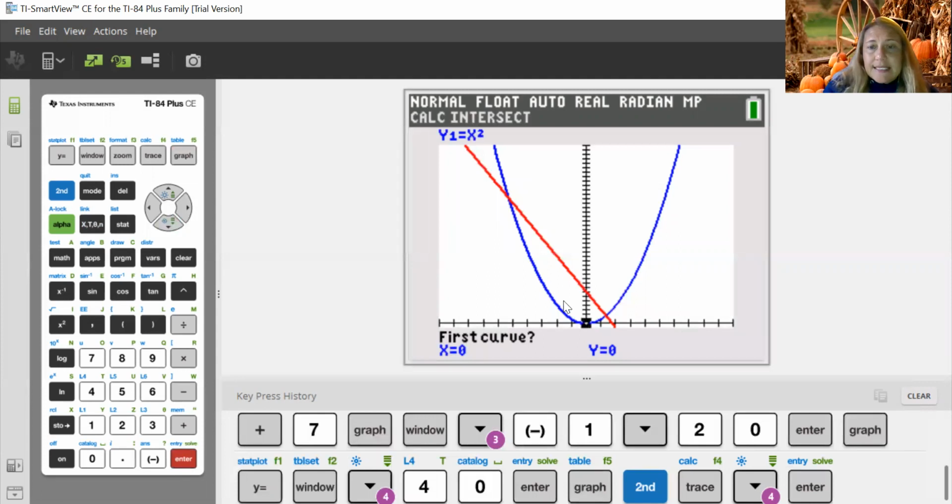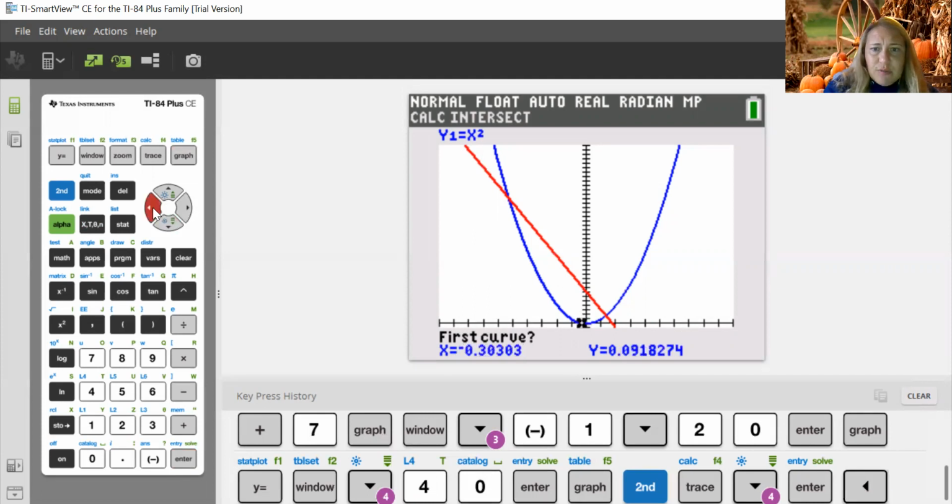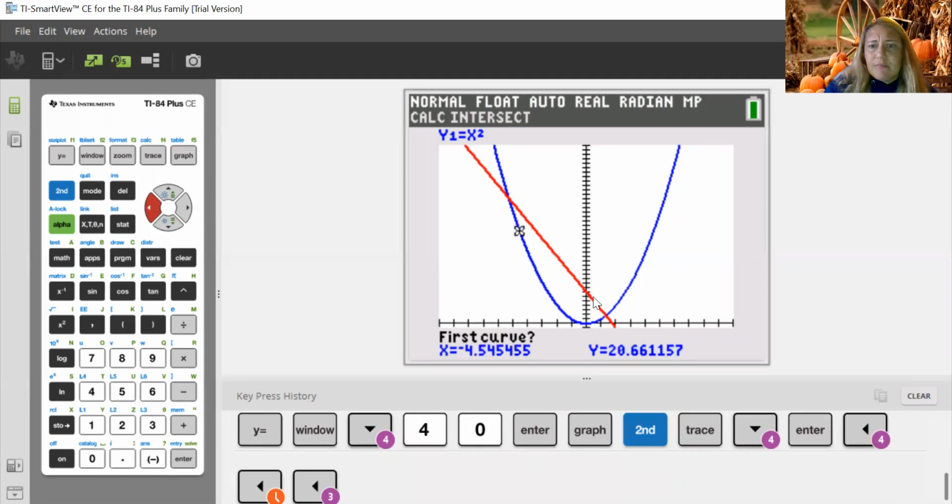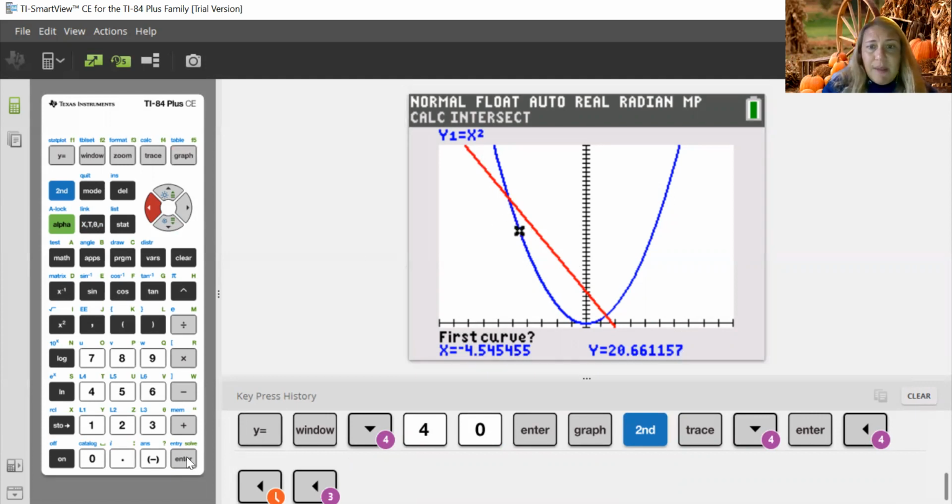Okay, and it's asking me what's my first curve and what's my second curve. And you need to put the cursor close to the point because it'll find the intersection point of whatever it's closest to. So I'm going to move this over closer to the first intersection point. I'm going to hit enter. That's my first curve. And then it jumps to the second curve. So I hit enter, don't want to guess. And there's my intersection point of negative 5.332 approximately, if I round to the nearest tenth.